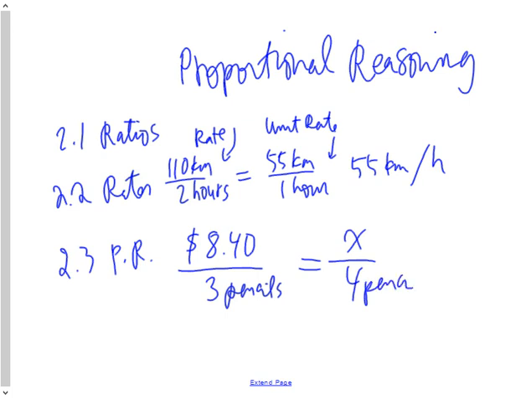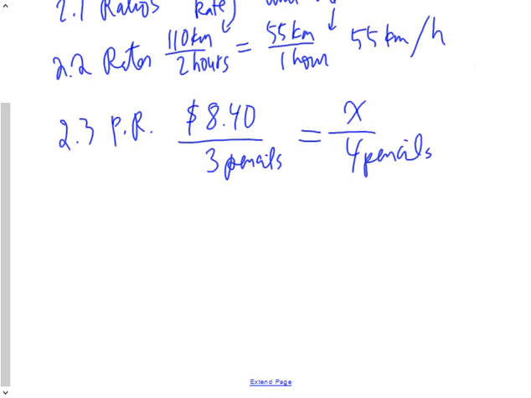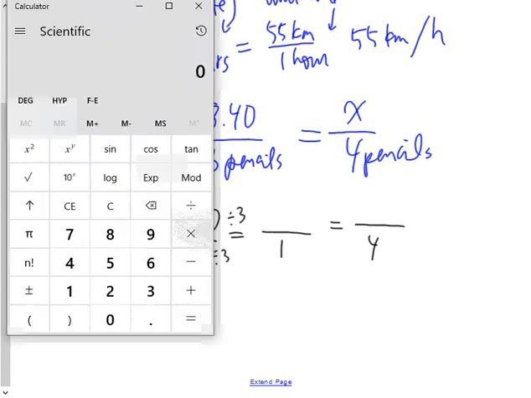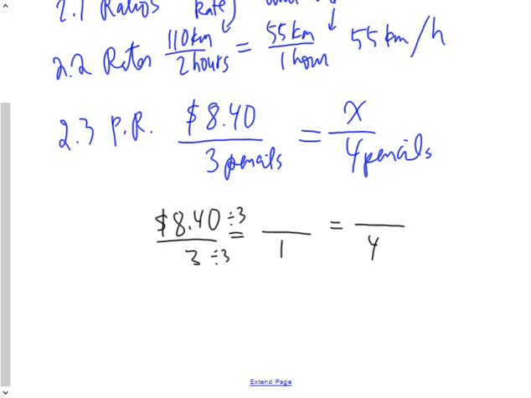Now, if this was a question from 2.2, you probably would have done it this way. One way we could solve this is to take my $8.40 over 3, to find out the cost of 1, and then to find out the cost of 4. We divide by 3. I take my calculator, and $8.40 divided by 3 would tell me that it's $2.80 per pencil.